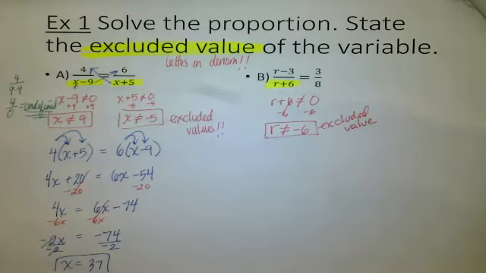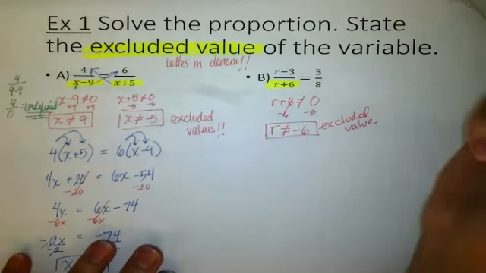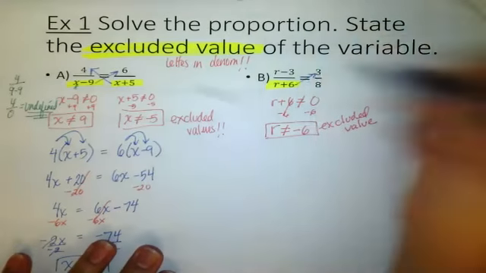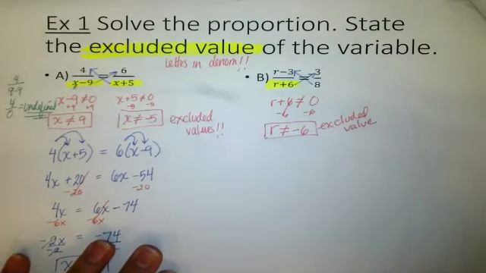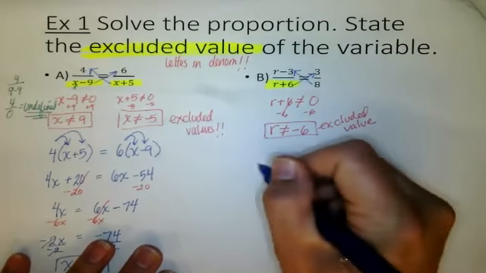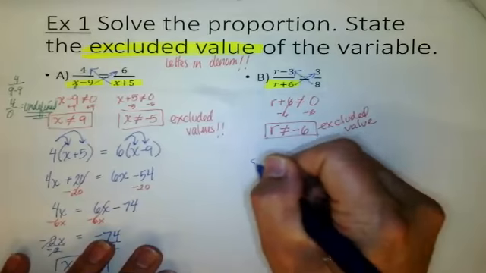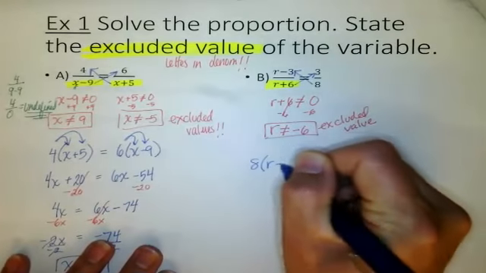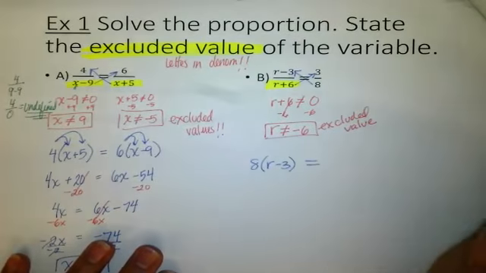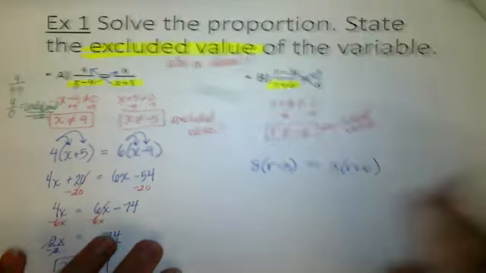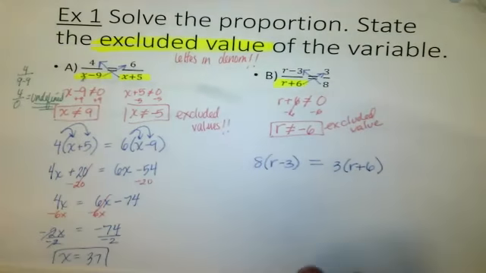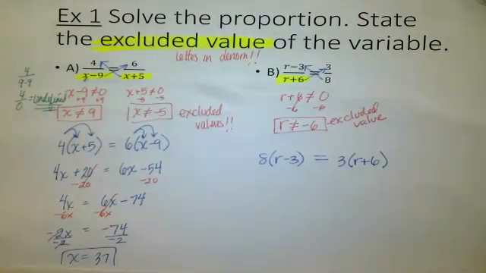And then we get to cross multiply. We're going to take my denominator and multiply it times the 3. We're going to take an 8 and multiply it times that numerator r minus 3. So it doesn't matter how you write this. I'm going to do 8 times the quantity r minus 3. And if you wrote 3 times the quantity r plus 6 first, it doesn't matter which side you're on. But again, no more fractions once you cross multiply.